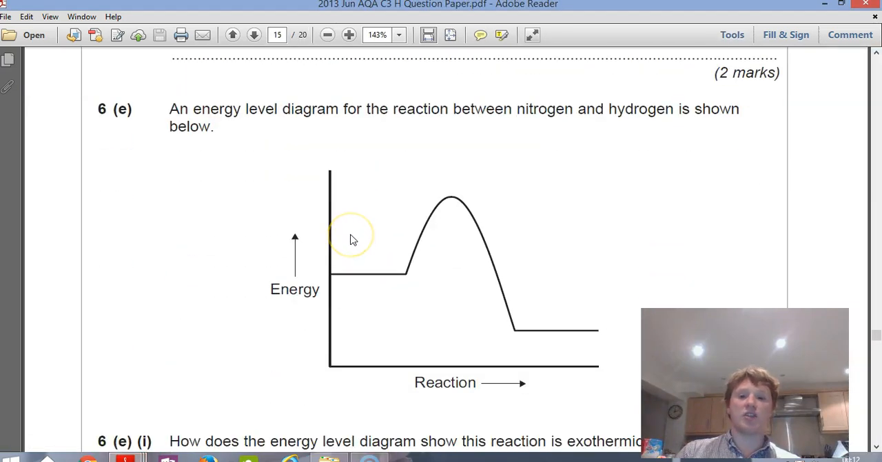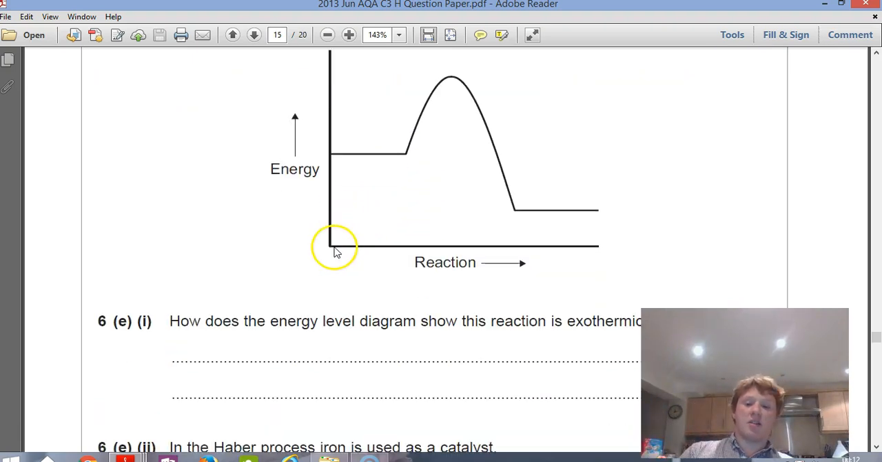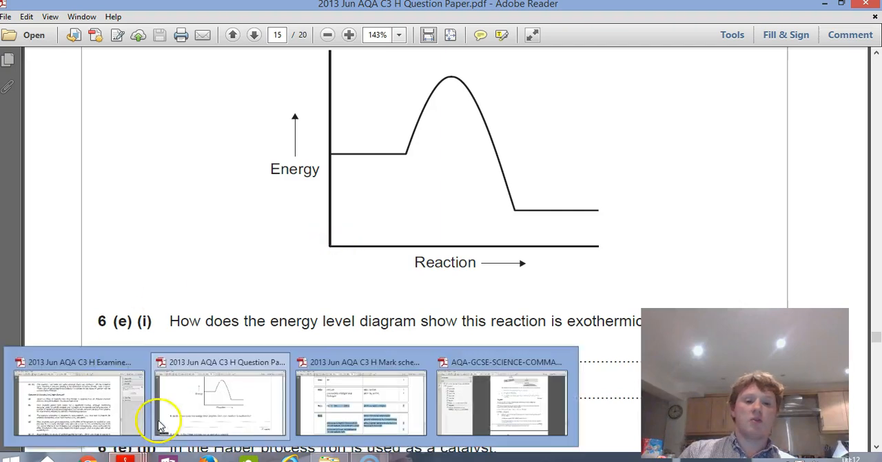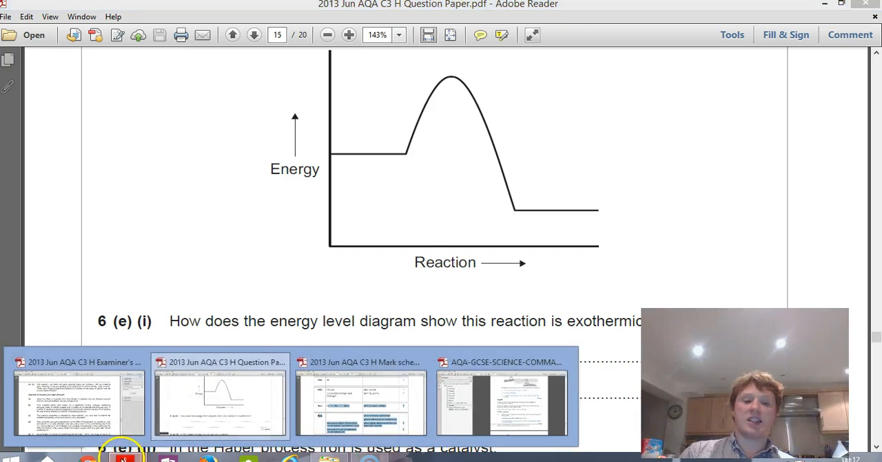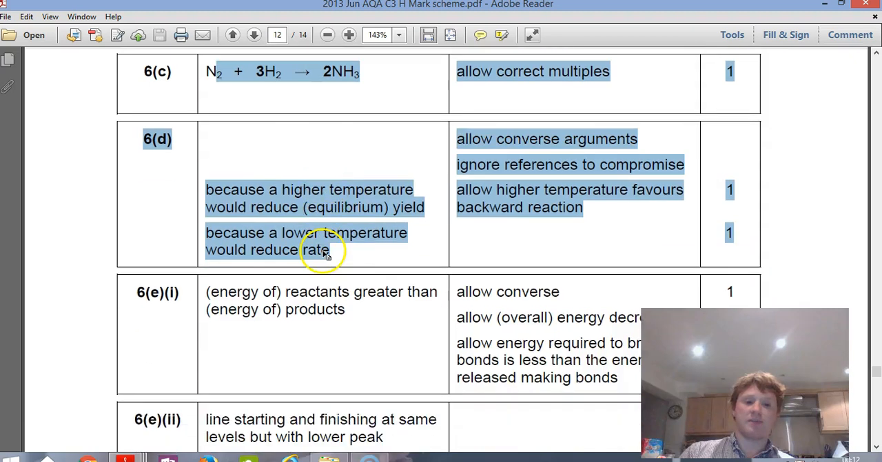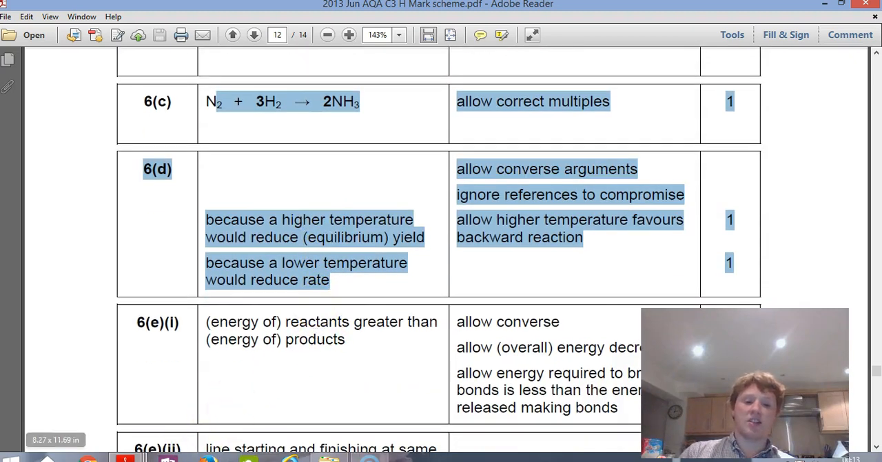Right, energy level diagram. How does the energy level diagram show the reaction is exothermic? 1 mark, off you go. Right, because the products are below the reactants, the energy that goes between them is released as heat. Let's see what the mark scheme says. The energy of the reactant is greater than the energy of the product.